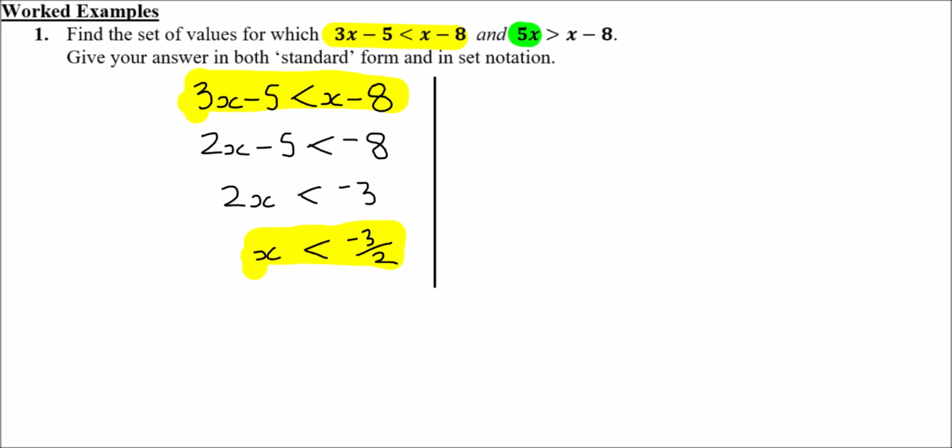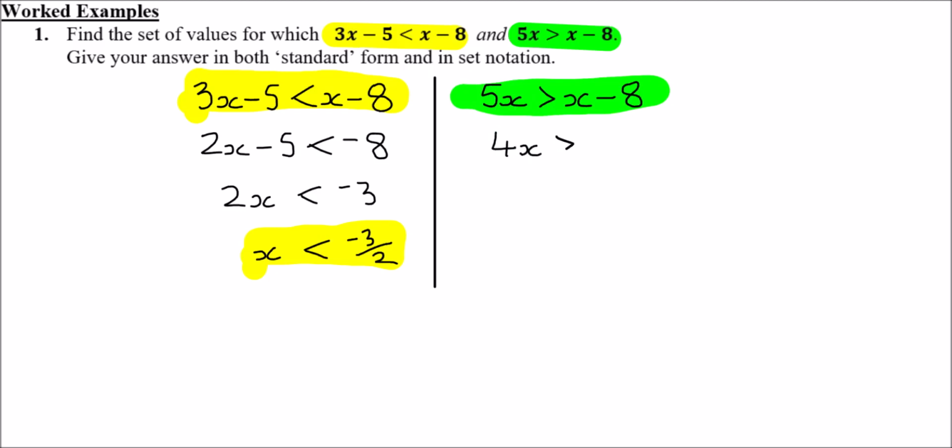Meanwhile, we also need this to be true. So let's solve this one. 5x must be greater than x minus 8. Again, this is fairly easy to rearrange. If we subtract x on both sides, we see that 4x must be greater than minus 8. Then dividing through by 4, x must be greater than minus 2.